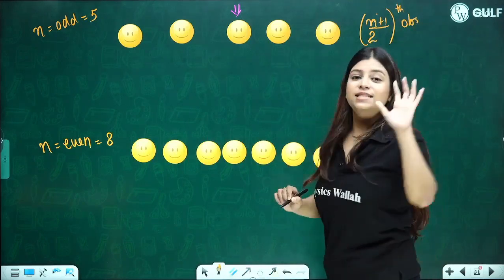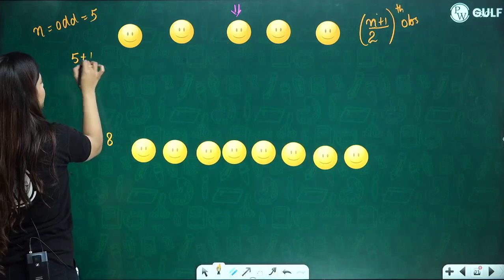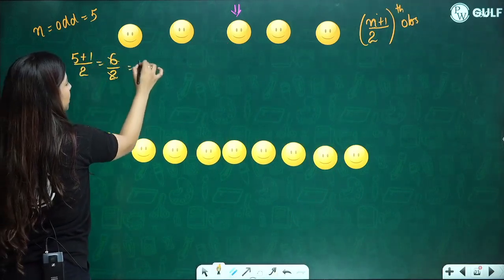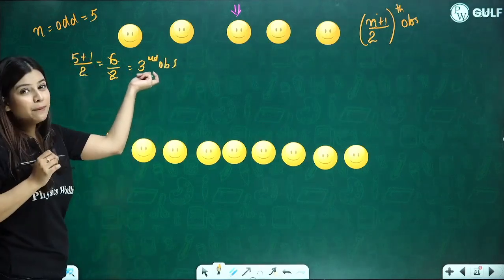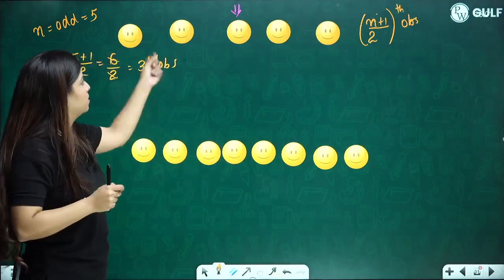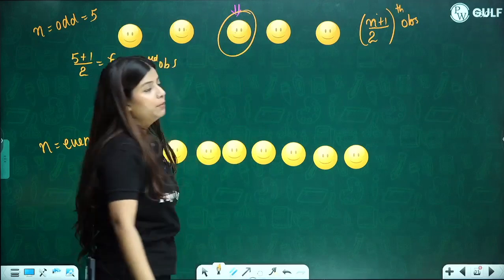See, what is n? 5. So how to calculate the median? (5 plus 1) by 2, which is equal to 6 by 2. That means the third observation. See, this doesn't mean this is the median. This tells you which observation is the median. That means the third: 1, 2 and 3. This observation will be the median.